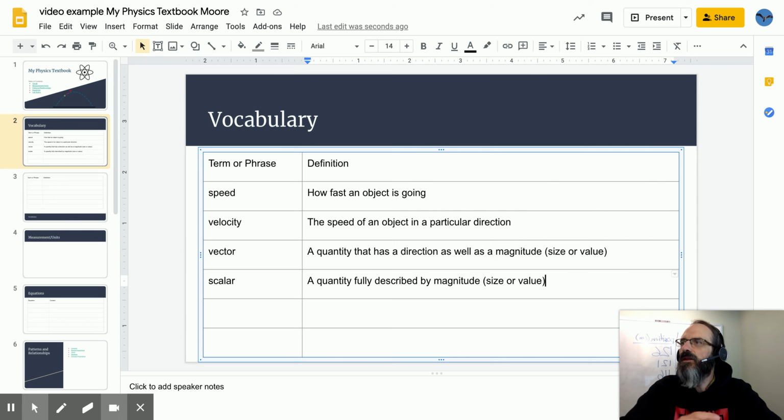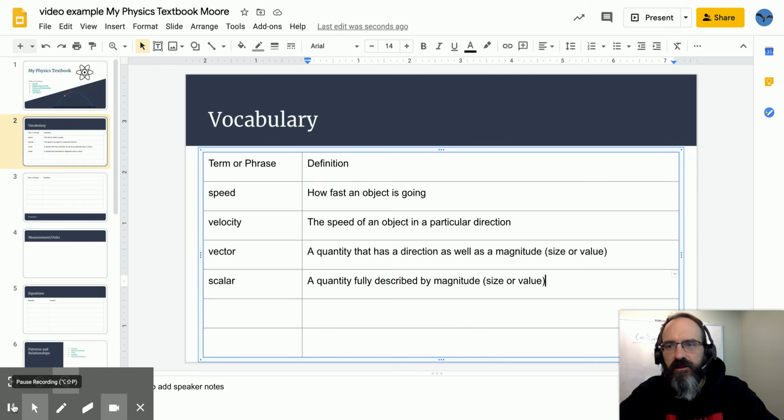So these are some of the first terms we've added. So I'm going to stop here. I'm going to keep adding things to this notebook.